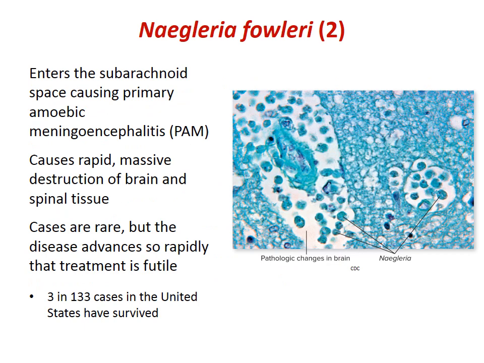Whenever it does again get into that subarachnoid space, we're going to see the development of a primary amoebic meningoencephalitis, or a PAM. This causes rapid and massive destruction to the brain and causes ultimately death. Again, of the cases out there, there's roughly been 133 in the US. There have only been 3 people that have survived. So overall treatment is not very effective.